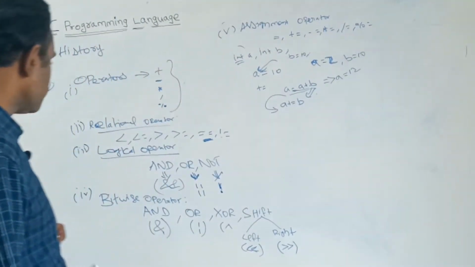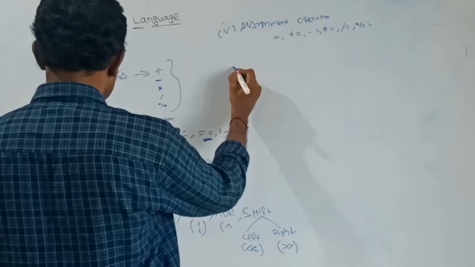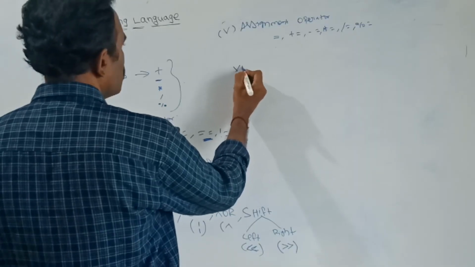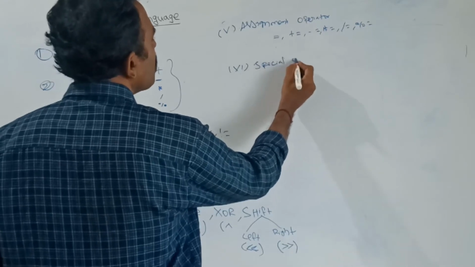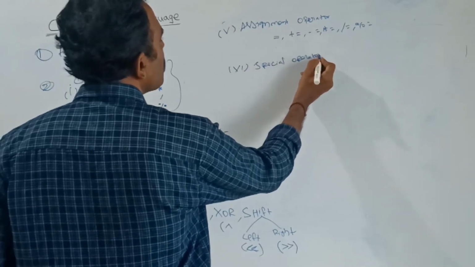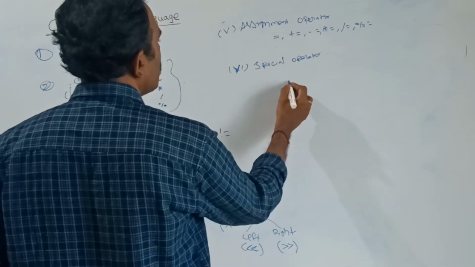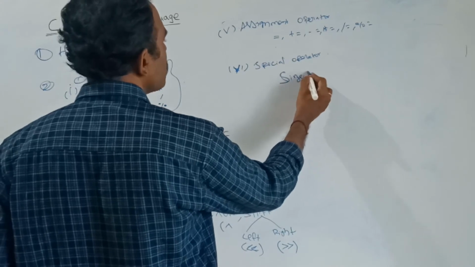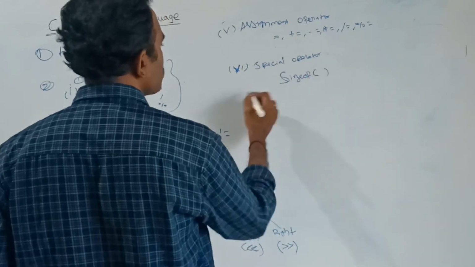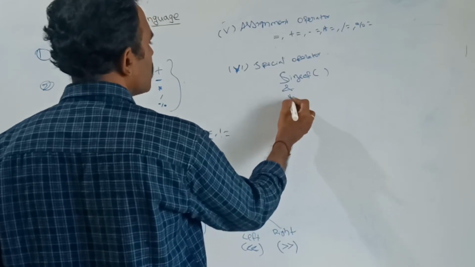Next one, the special operators. What are the special operators? See, sizeof is a kind of special operator. Next one, the ampersand symbol and star.